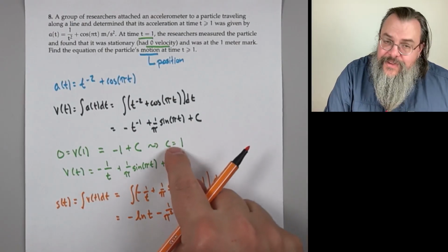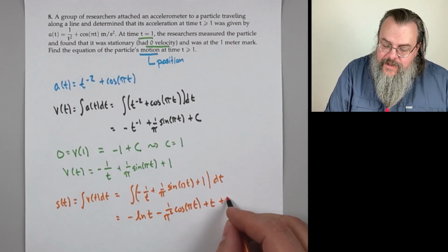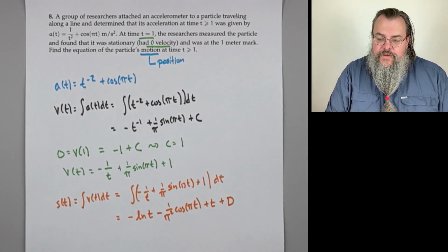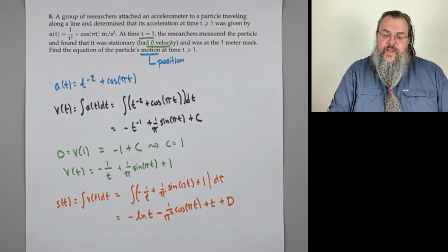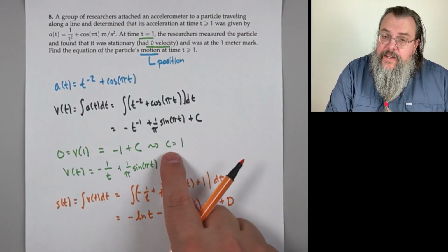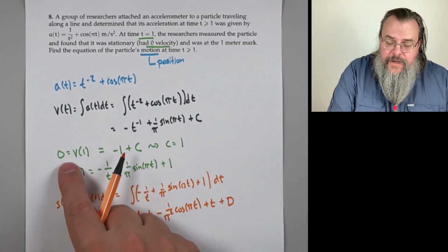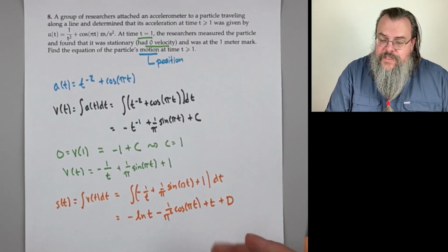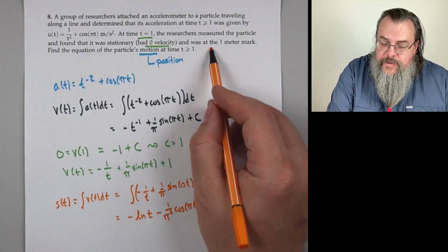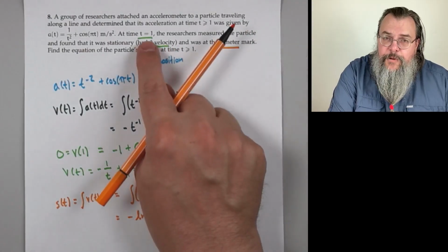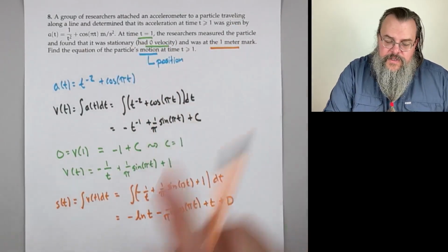Now, we've already used c. This is a different constant, so we use a different symbol. Work our way through the alphabet. Let's use the letter D. All right, so how do we find D? Well, how did we find C? We used information about velocity. So to find D, we use information about position. So what's our position? We were at the 1 meter mark. So at time 1, position was 1.